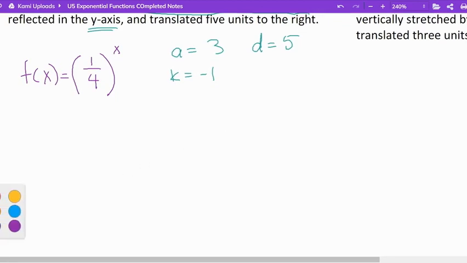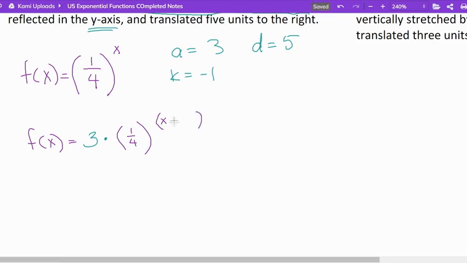Okay, so now what we're going to do is add these to the parent equation. So I have my a value, that's 3. I have my base, 1/4. Now watch this. x minus 5, that shows the d. And then to show the reflection in the y-axis, we add a negative. Now, look at the parent function. Is it a growth or decay function?